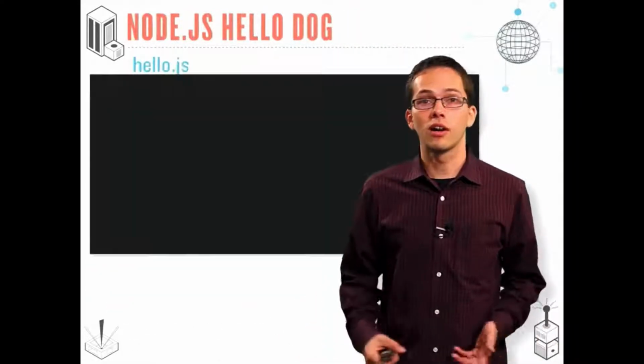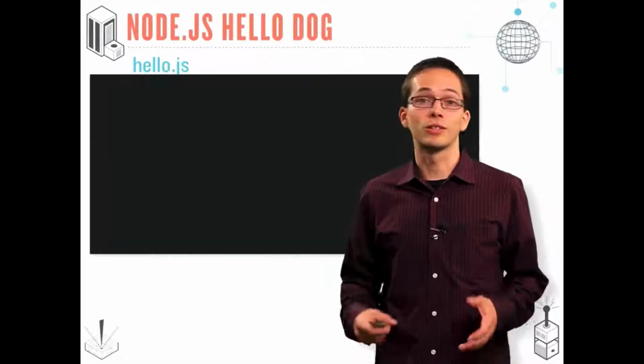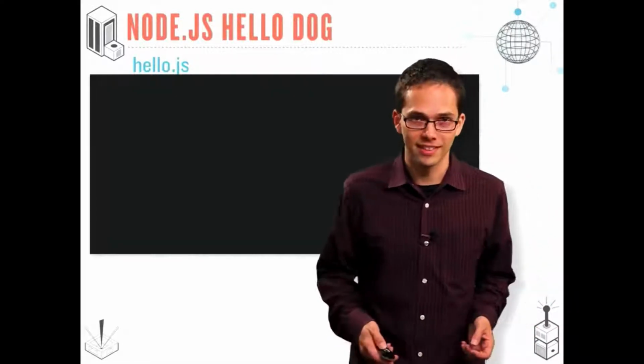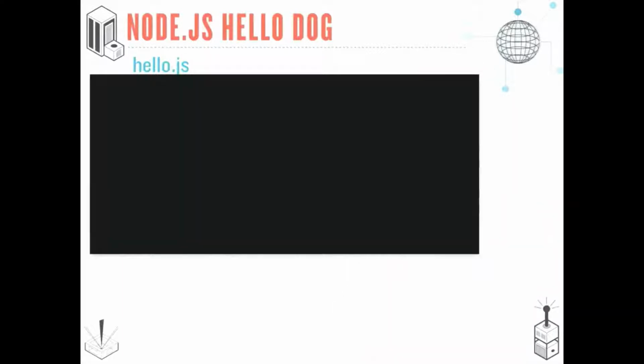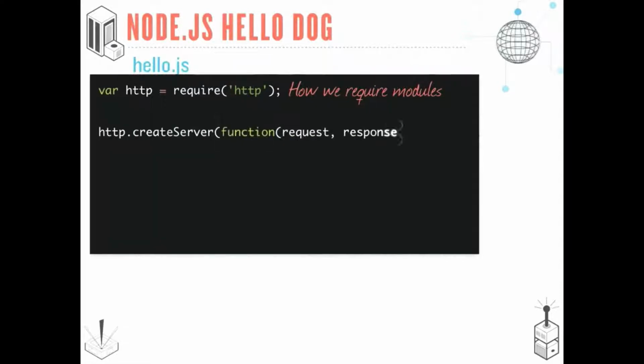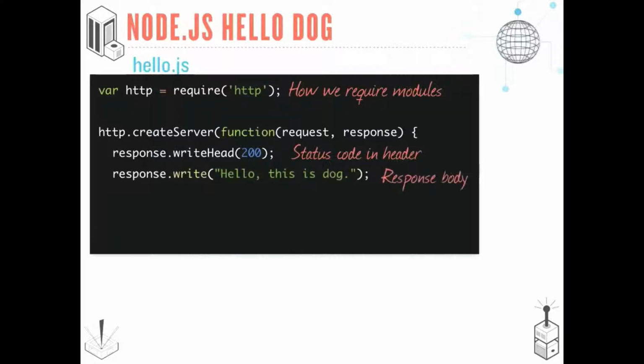Now it's time for our Node.js Hello World, or in our case, let's do Hello Doc. So our first line in this file, we need to require the HTTP module. This is how we include libraries in Node. We're going to call the create server function. That function takes as its single parameter a callback with request and response. We're then going to write a 200 status code in the header for the response. We're going to write out the response body.